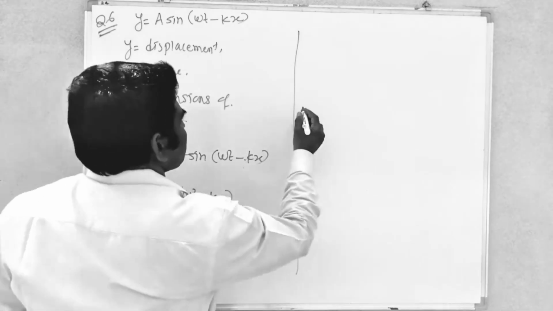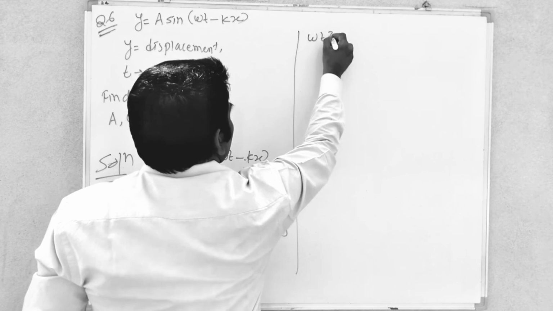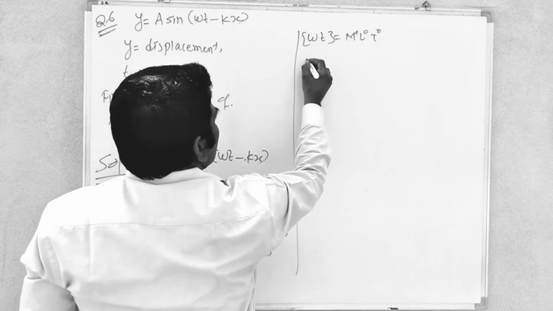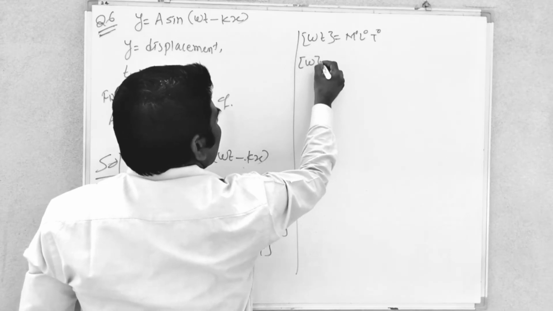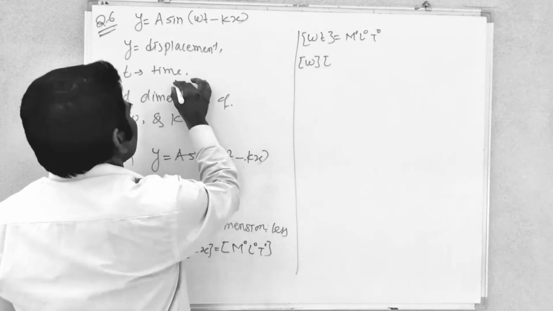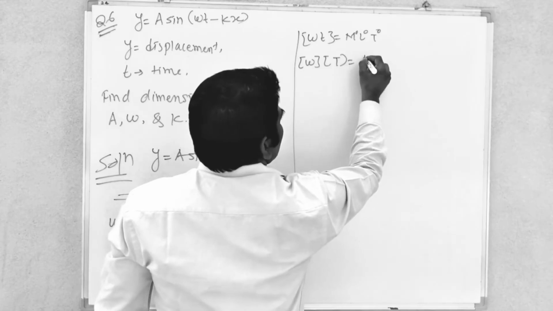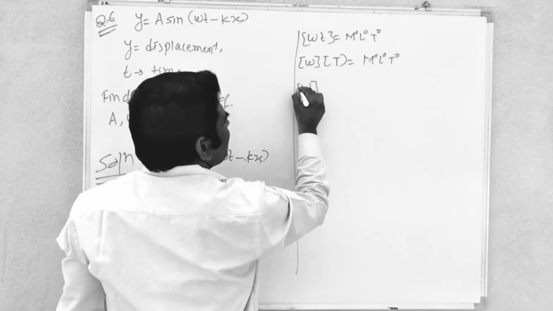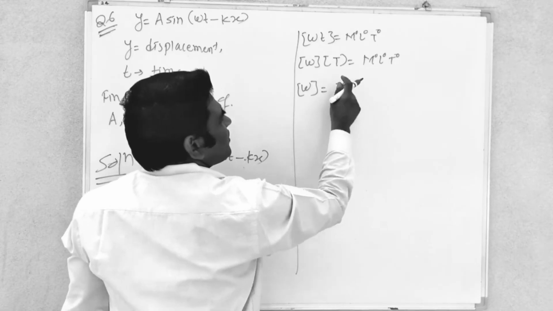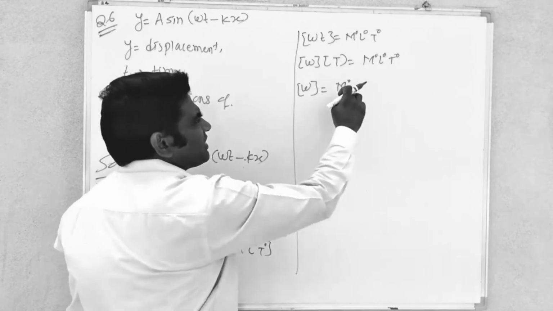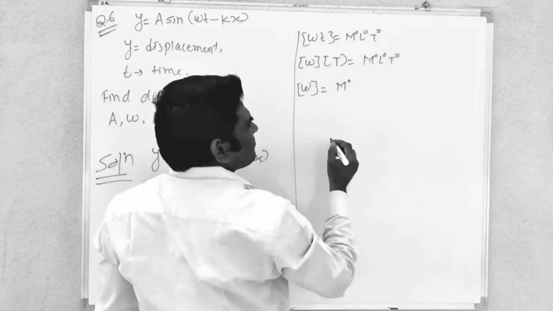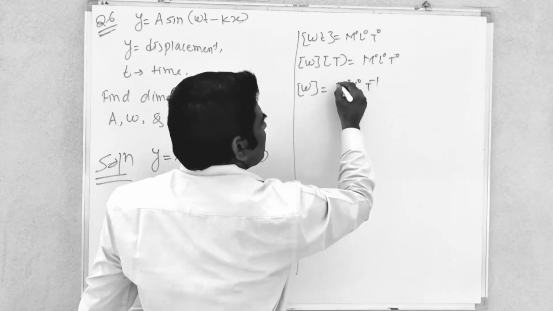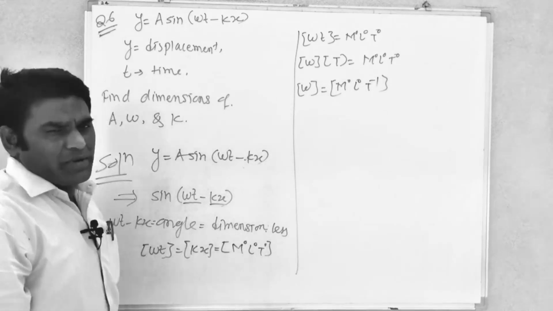Now, omega t is equal to M0 L0 T0. So the dimension of omega into the dimension of t, where t is time, is equal to M0 L0 T0. So the dimension of omega is equal to what? M0, this T goes to the other side and becomes T to the power minus 1: M0 L0 T to the power minus 1. So this is the dimension of omega. Clear?